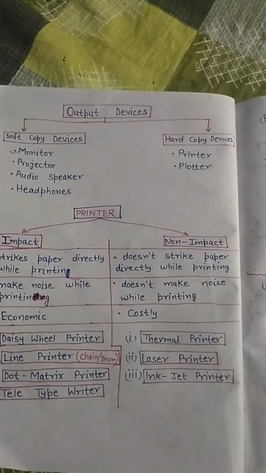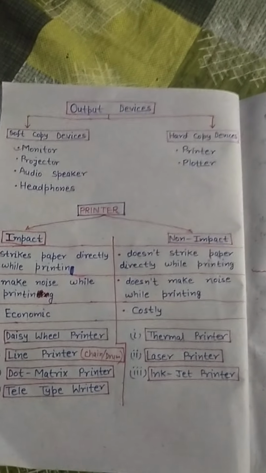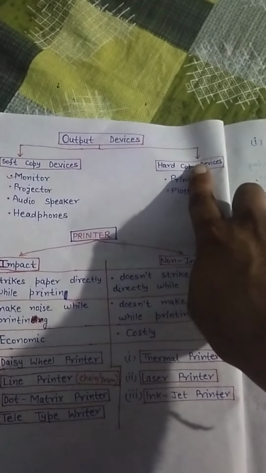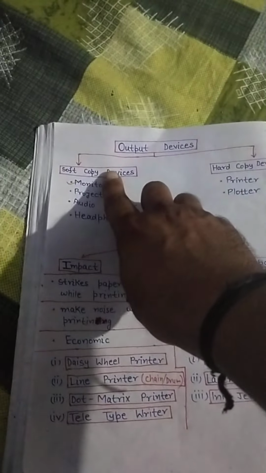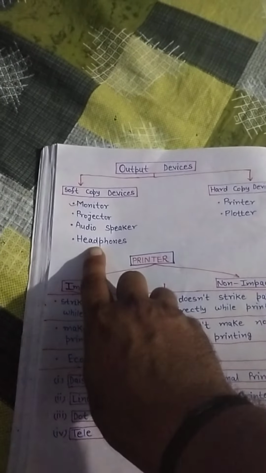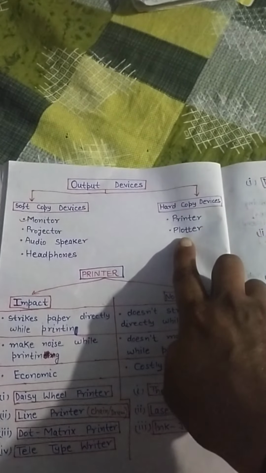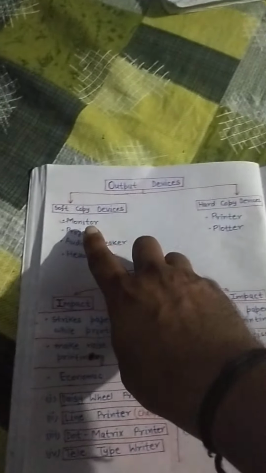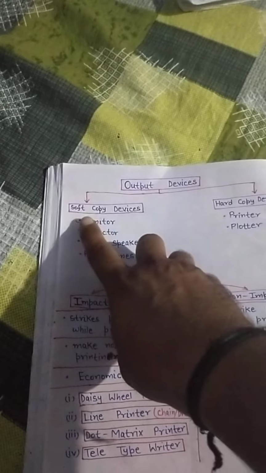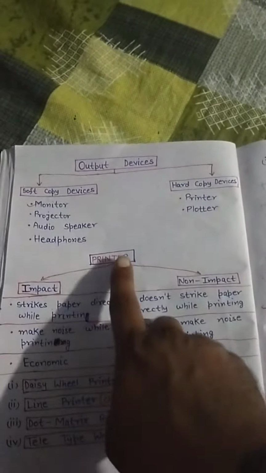Hello everyone. So in this lecture we will learn about output devices of computer, divided into two types: soft copy devices and hard copy devices. In soft copy devices, we have monitor, projector, audio speaker, headphones, while in hard copy devices, we have printer and plotter. As we talked about the monitor in the previous lectures, let's start with printer.